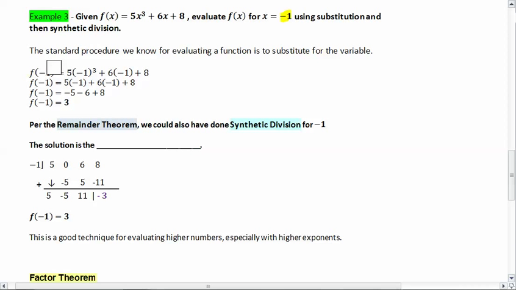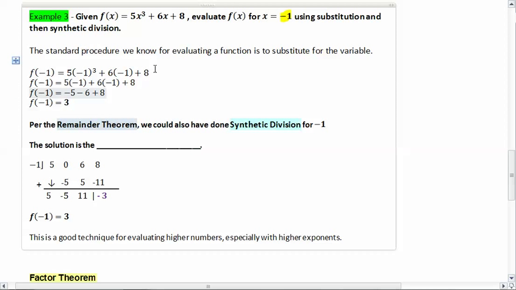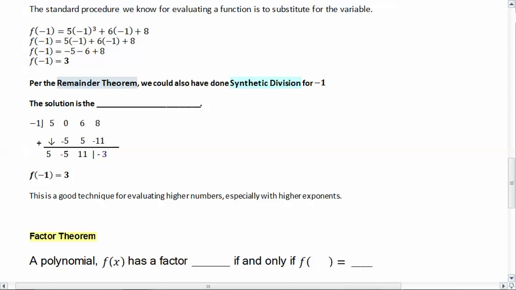Then all you do is simplify, right? So we have f of negative 1 equals 5 times negative 1 cubed plus 6 times negative 1 plus 8. You end up with f of negative 1 equals 3. So per the remainder theorem, we could have also done synthetic division for negative 1. So that's going to be our c. Our c is going to be negative 1.